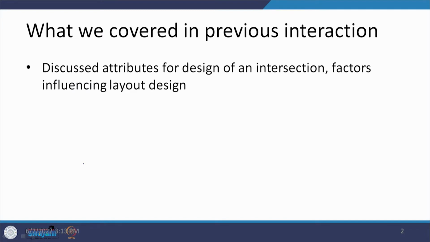Dear students, let us start again our interaction on the intersection layouts. In the previous interaction, we discussed the attributes which are required to be taken care of in the design of an intersection, where we talked about design speed, design vehicle, turning radius, etc. And then after that, we discussed the various factors which influence the layout designs, and they were related to human beings, traffic, roads, environment and economics.